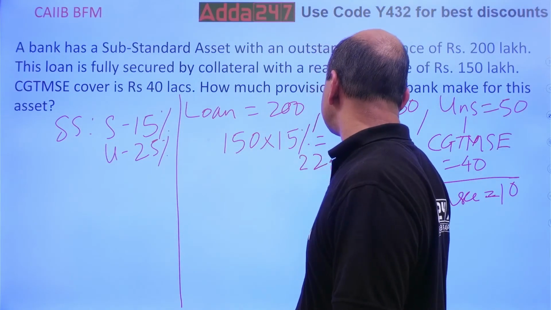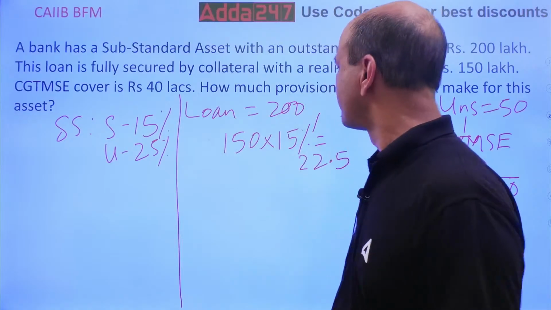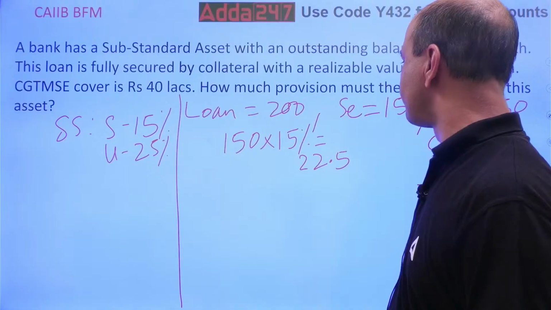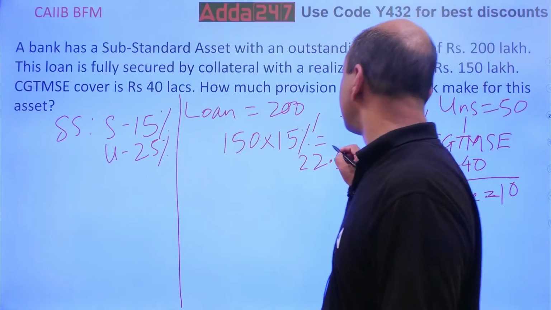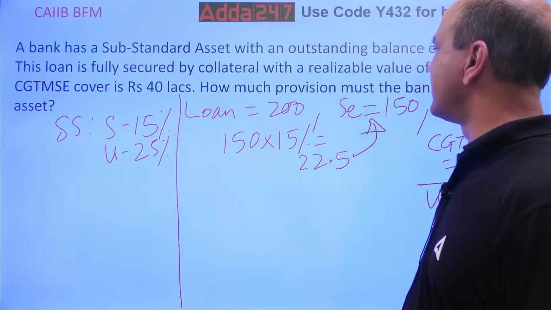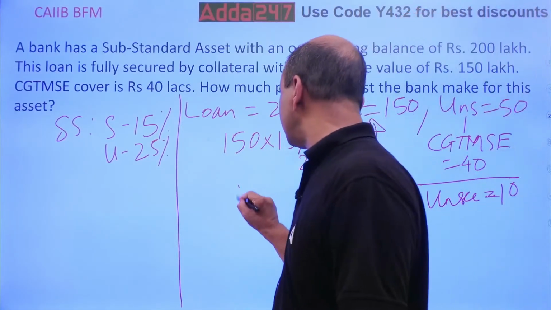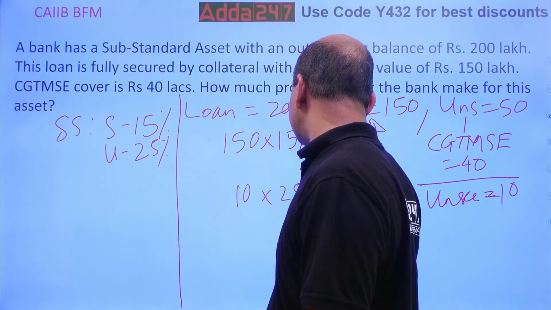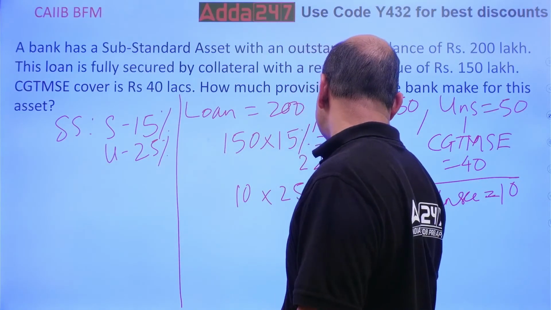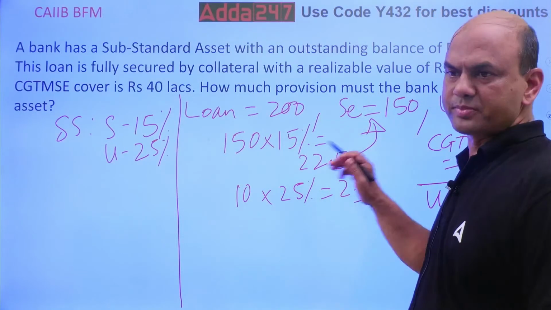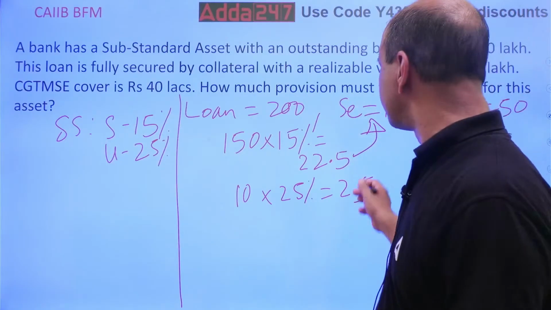So 22.5 upon 100, 22.5. Yeah, and this is for the secured part. And for unsecured, it is 10 into 25%, so 2.5 lakhs. So what is my total answer then? 22.5 plus 0.5, so that is equal to 23.25.